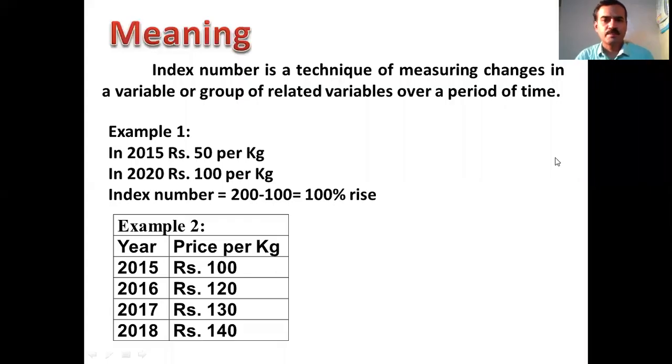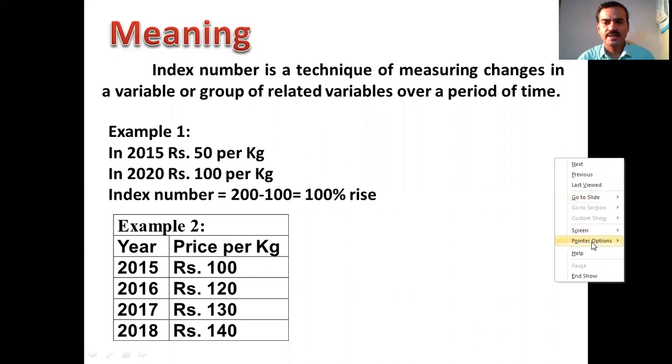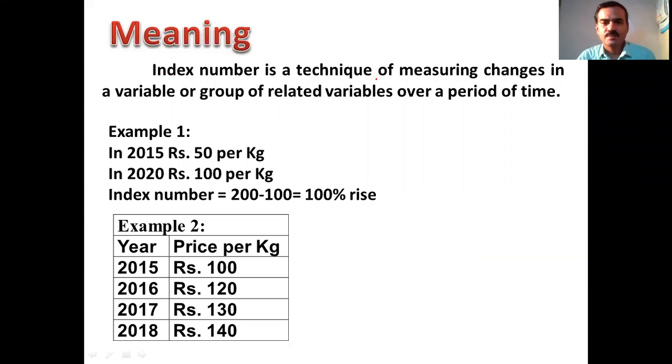Let us begin with the meaning of index numbers. Index number is a technique of measuring changes in a variable or group of related variables over a period of time. See, the index number is a technique. What it does, it measures the changes in a variable or group of related variables over the period of time.